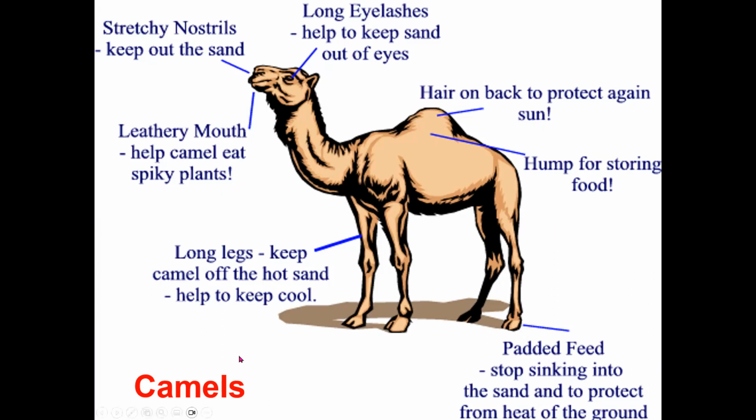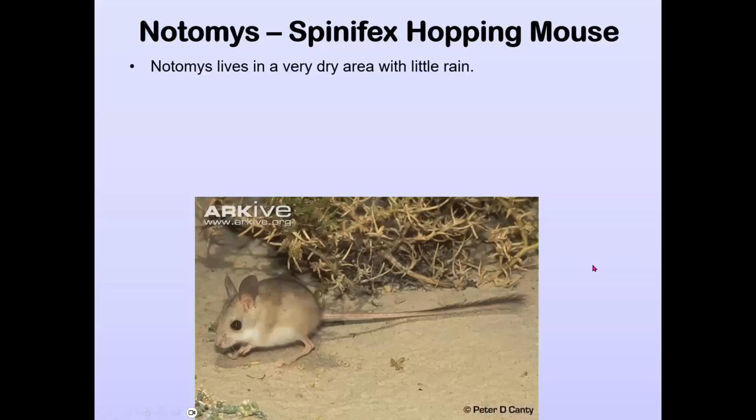So the spikes are not affected. Long legs keep the body away from the heat of the sand, and also the hooves, which don't get too hot. They're not really hooves; they're padded in a way, but they look like hooves, and it stops them sinking into the sand. So the ideal animal for that condition.